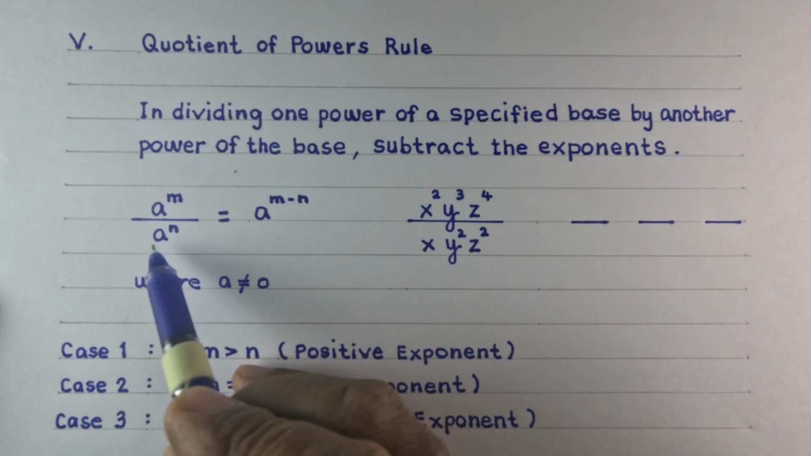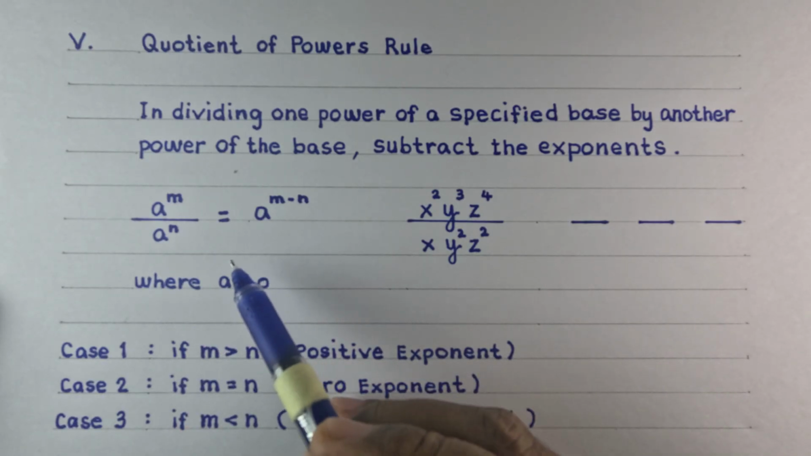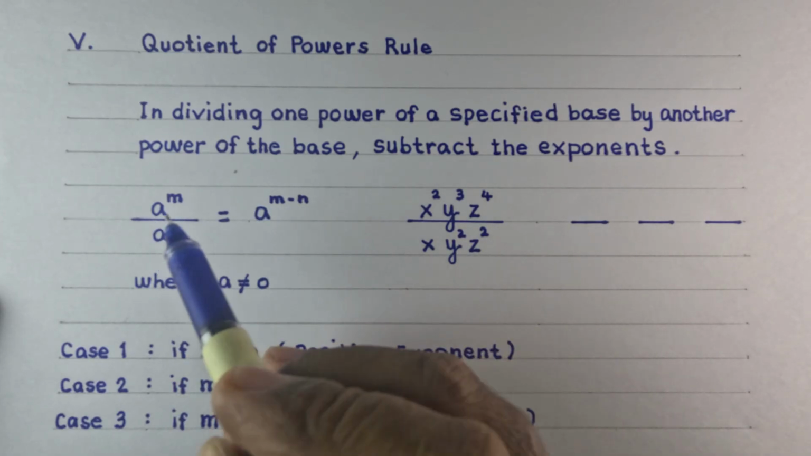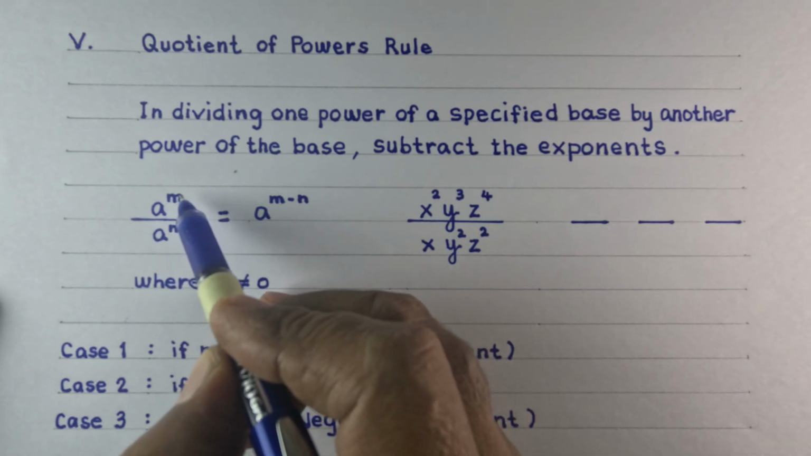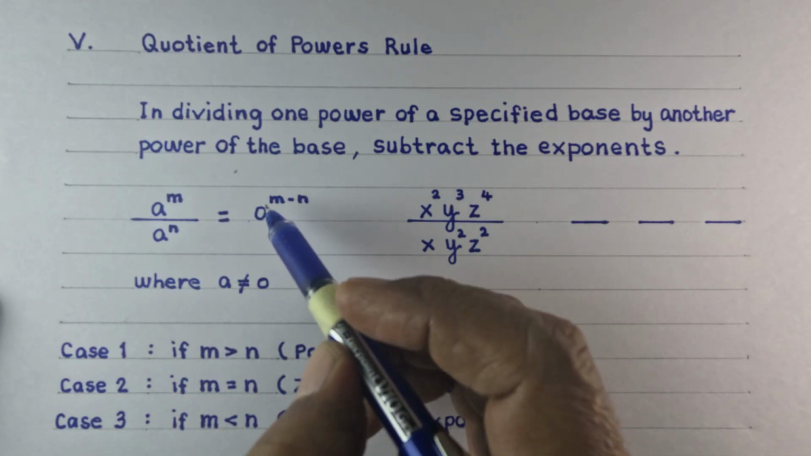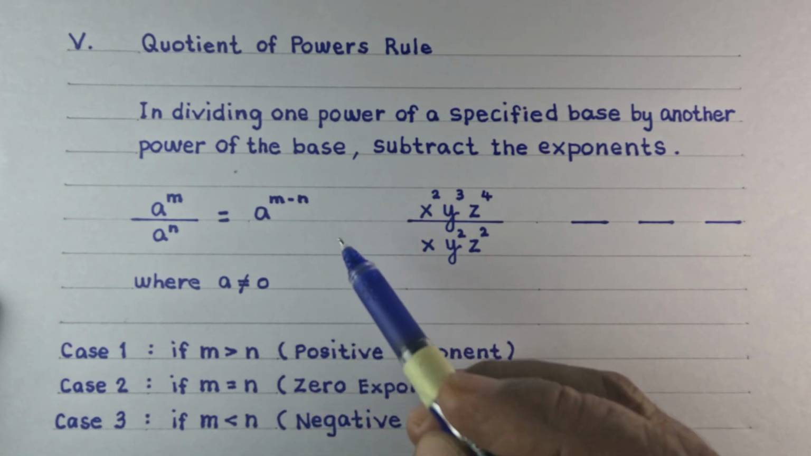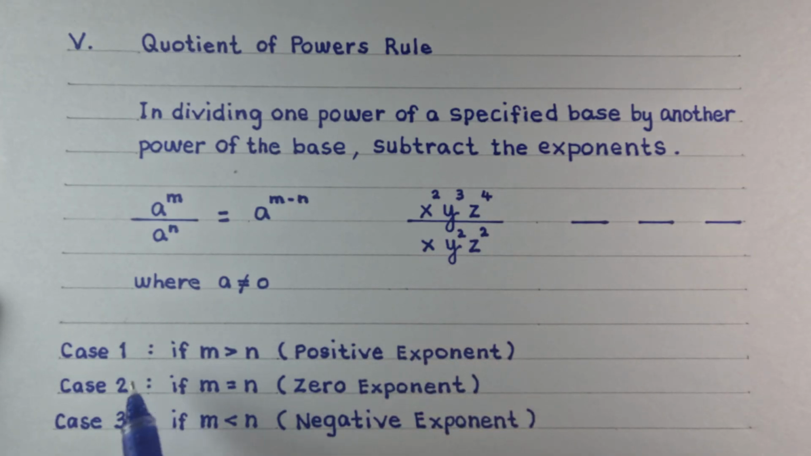That means the base a can be any real number except 0. So we're going to retain the base a, and we will subtract the denominator exponent from the numerator exponent. So this becomes now a raised to the power m minus n. Now, under this law, there are three possible cases. The first case is if m is greater than n, it yields a positive exponent.